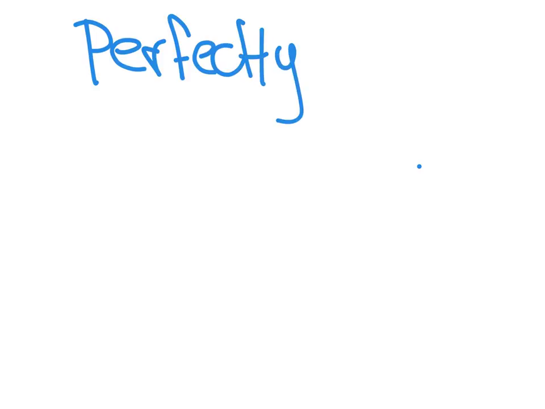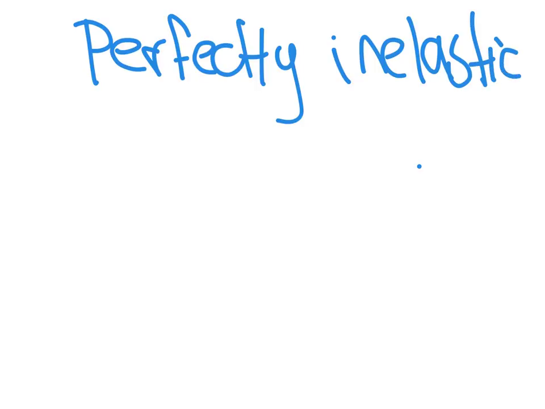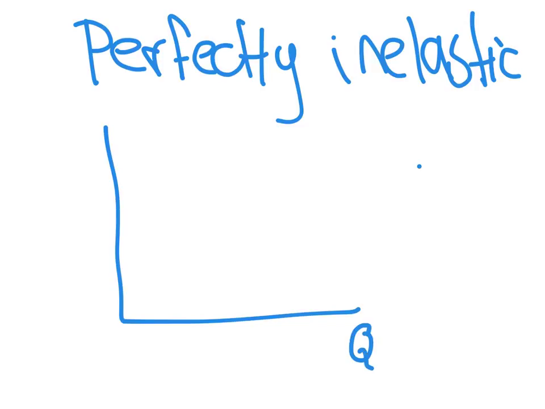However, now we have something else called perfectly inelastic. When we draw it on the supply and demand curve, this is the quantity, this is the price. When we have perfectly inelastic, the demand would be the same. It's like a vertical line. So it does not change no matter how the price changes. So this is perfectly inelastic.